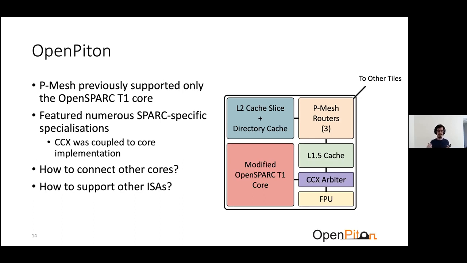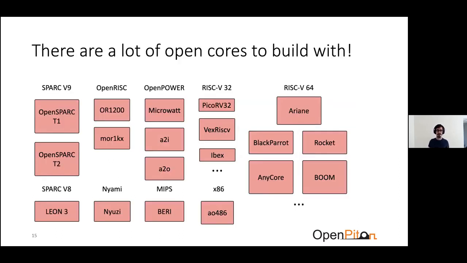And so we wanted to step back and say, how can we connect other cores into this? How do we support other ISAs? And so what could we connect, is one of the questions. Today, in 2021, we have a huge number of different open source cores that we can work with, right? You've got a variety of different instruction sets represented today. And there's been a big emergence of open source hardware, right? And OpenPiton has been part of pushing that along.